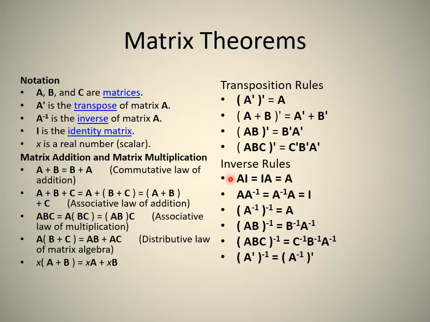Inverse rule: A times the identity matrix of the same order gives you A. If you multiply A with its inverse, or the inverse of A with A, you end up with an identity matrix of the same order. And this also means that the inverse of the inverse will bring you back to the original matrix. I'm not going to go through the other three here. That is maybe of lesser importance.